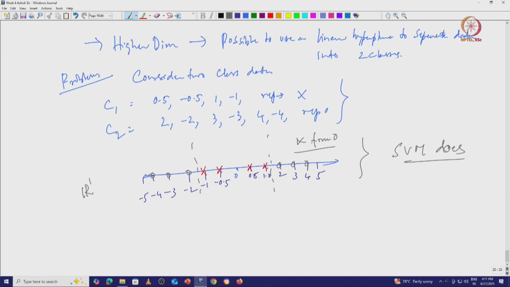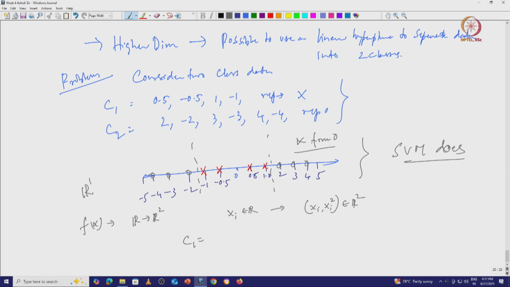Now look at a mapping f of x which takes R to R2. Given xi belonging to R, map it to xi comma xi squared belonging to R2. So you have increased the dimension by 1. Now how does the data look?